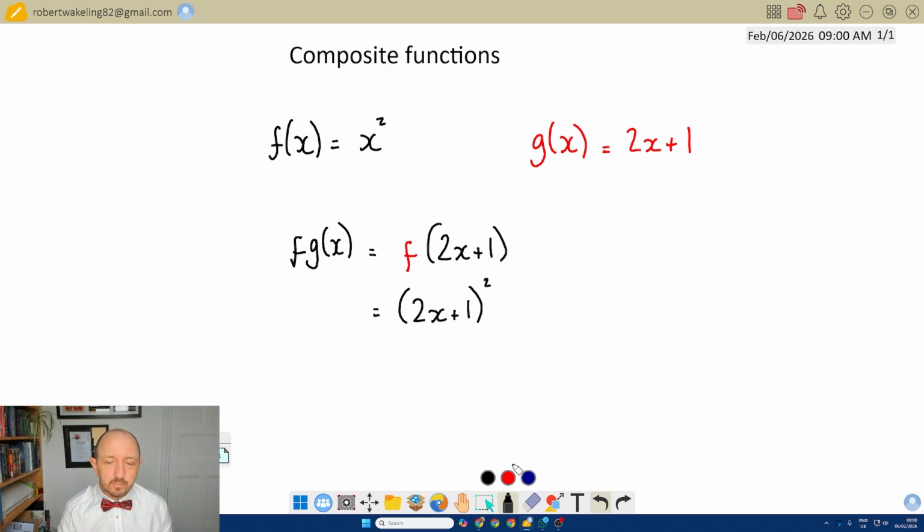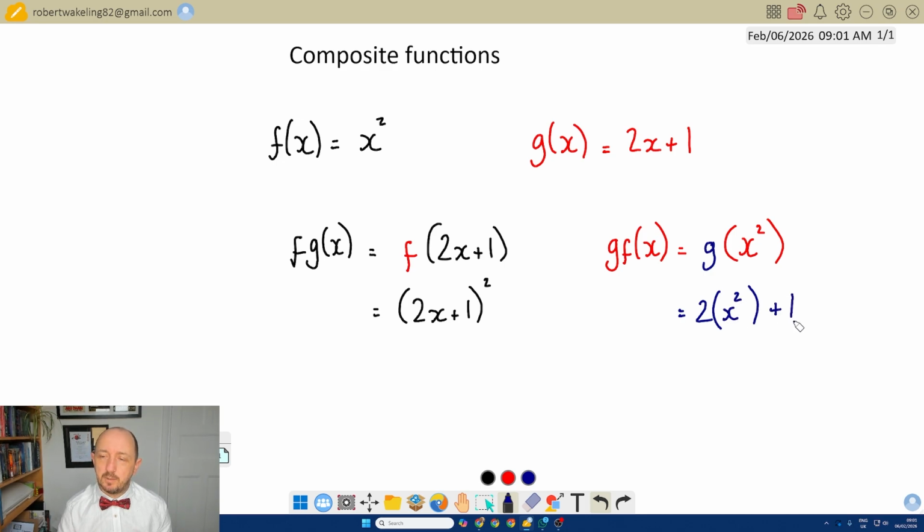So the result of g of x was 2x plus 1, and I take that whole thing and I square it. Whereas if I do gf of x, the result of f of x was x squared, and I take that and put that into g. And g says whatever you put into the function, I'm going to times it by 2 and add 1. So we're going to do 2 lots of the input, the x squared, plus 1. That's 2x squared plus 1, like that.